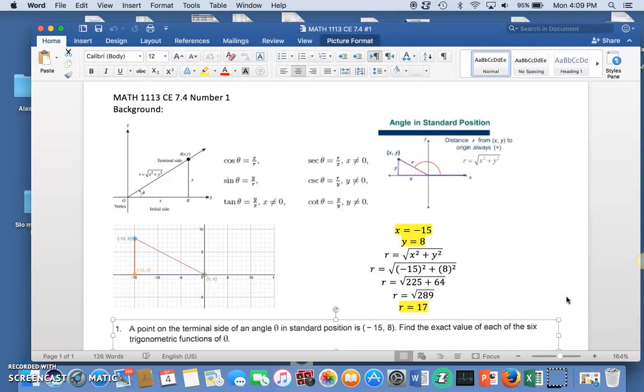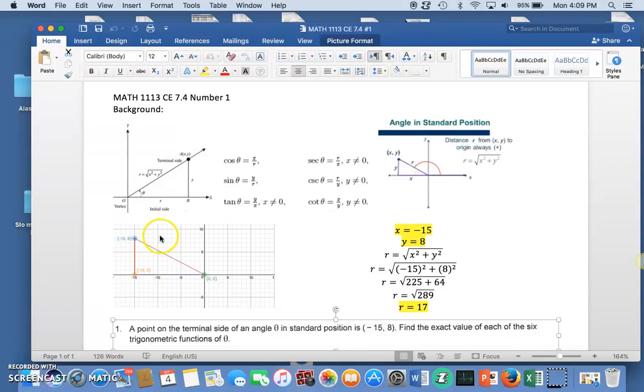Okay, this is section 7, problem number 1. You're still dealing with right triangles. They're just not going to always be located in the first quadrant. They can be located in any of the 4 quadrants. The first one says the point on the terminal side of the angle theta in standard position is negative 15, 8. That's that point right there.